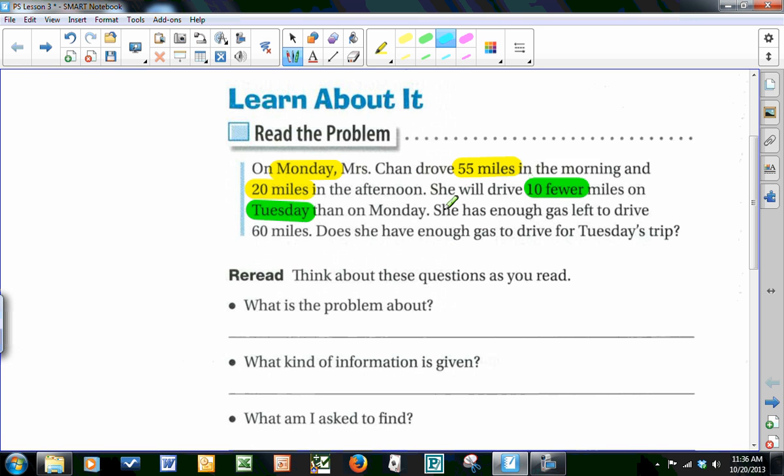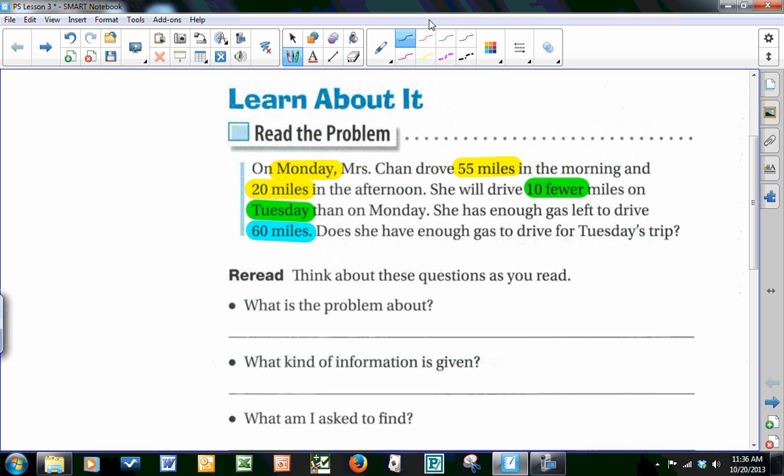Let's switch colors and read the next sentence. She has enough gas left to drive 60 miles. All right, that's important. She's got enough gas to drive 60 miles. And the question is, does she have enough gas to drive for Tuesday's trip? Right. So let's reread this problem.